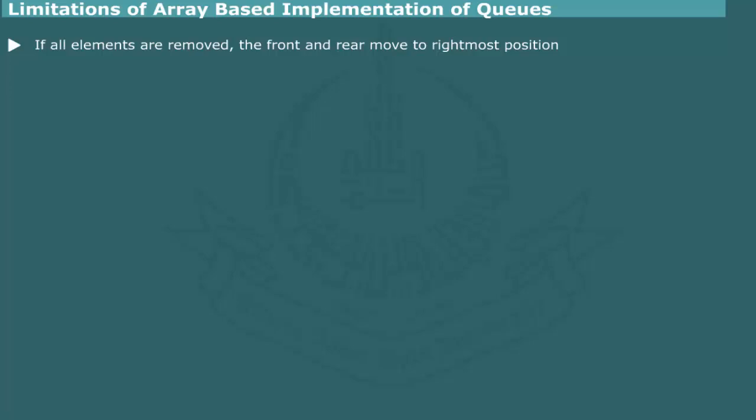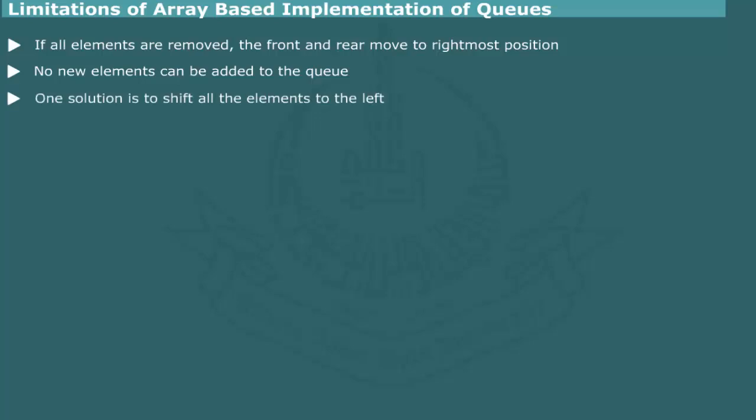Ultimately, if all the elements are removed, both front and rear would move to the rightmost position. It would result in a situation in which the queue is empty and yet no new elements can be added to the queue. One possible solution to this problem is to shift all the elements to the left whenever an item is removed from the queue, as shown.